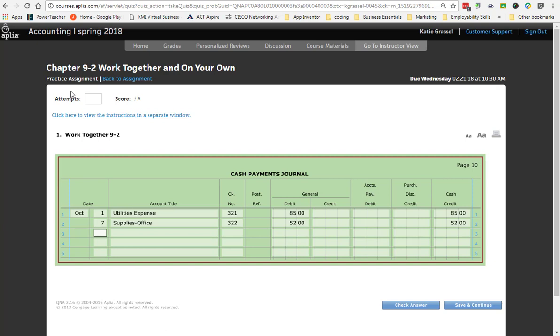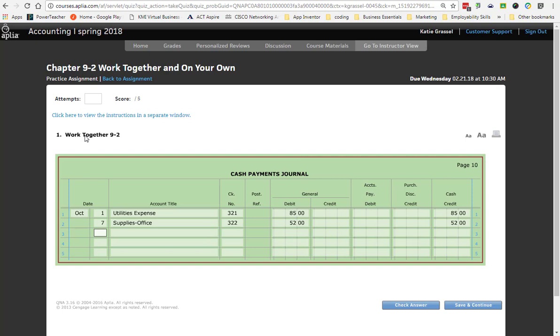Now the 11th, paid cash to GMT Hardware for merchandise with a list price of $800, less a 60% trade discount for check 323. Okay. Are we paying on an account? Does it say anywhere pay on account? No. We are not using accounts payable. The very first thing it says is we paid cash for merchandise.